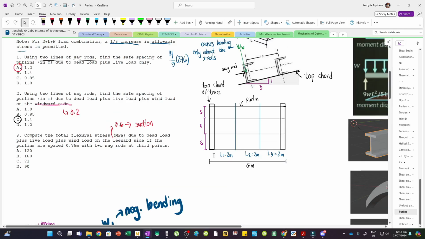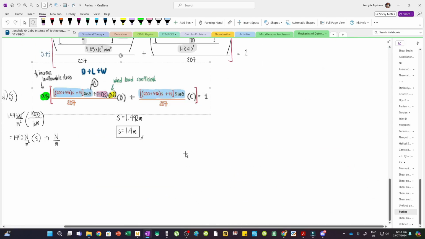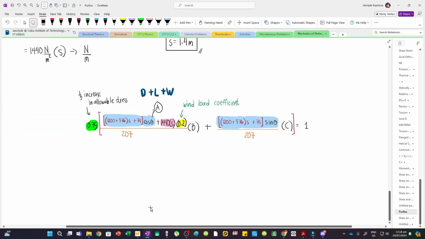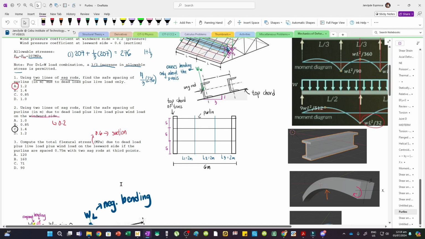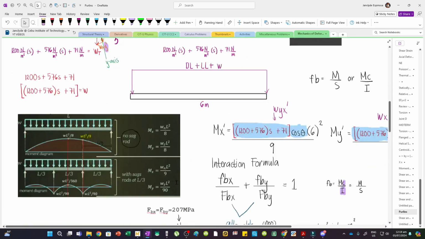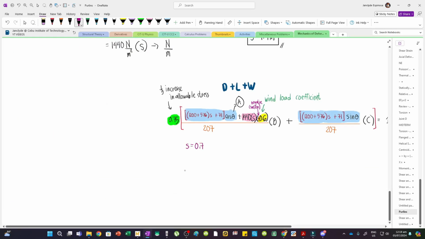And so what are we going to change? Let's copy this. And then for the leeward side, we have a coefficient of 0.6. So this is 0.6, but this is going to be negative. So minus 0.6. Again, this is negative due to suction. Yan. And then for number 3, we actually want the total flexural stress. And then we are given the spacing. So S equals 0.75.